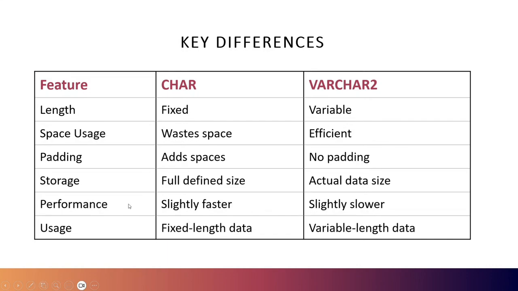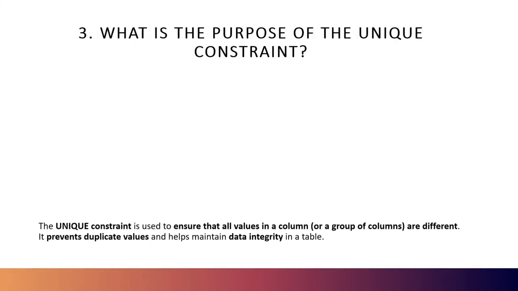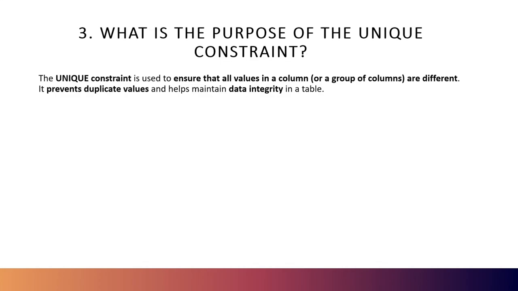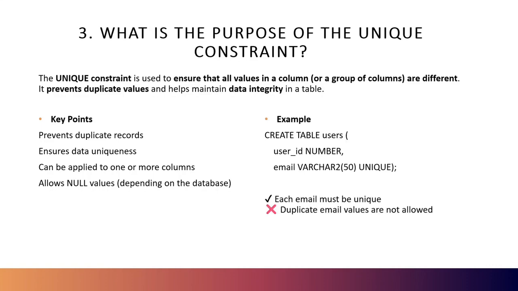Third will be, what is the purpose of the unique constraint? The unique constraint ensures that all values in a column, or a combination of columns, are different. It prevents duplicate values and helps maintain data integrity in a table. In this example, the email column is defined as unique. This means each email must be different and duplicate email values are not allowed. For example, we have given email VARCHAR of 50, where only 50 characters will be allowed, and it is unique. So no emails can be repeated.